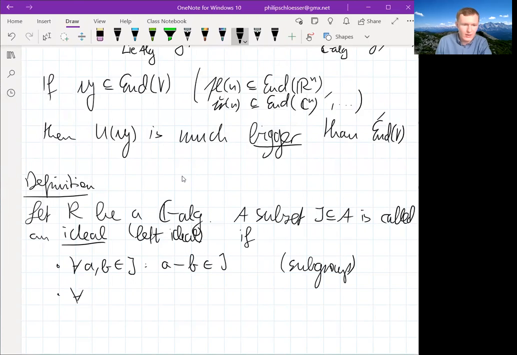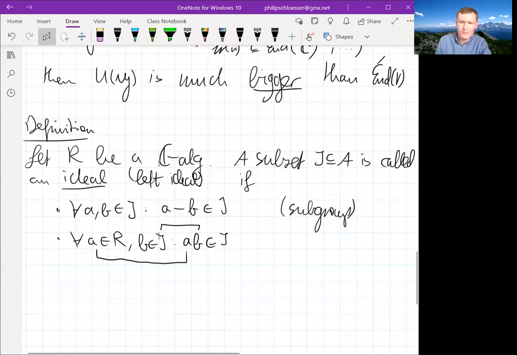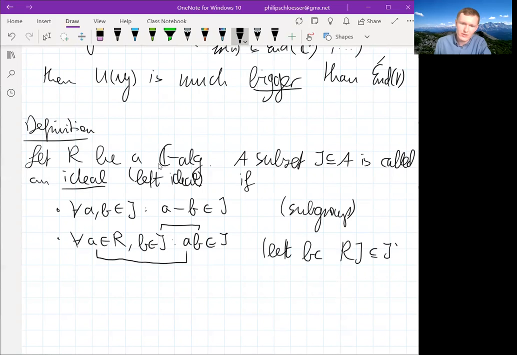And secondly, and this is the strong condition, for every A in R and every B in I, the product should also be contained in I. The fact that this thing is a left ideal is encoded in the fact that here we can multiply on the left by any element in our algebra, and the right element has to be in I. Left, because we want R times I to be a subset of I, and the set when we exchange those two doesn't necessarily have to be contained in I.